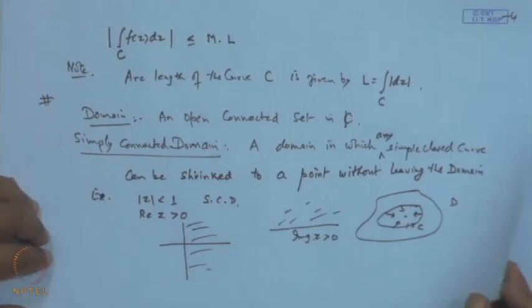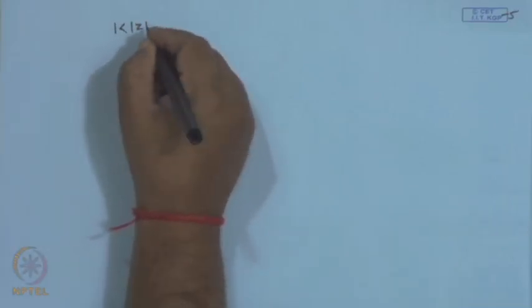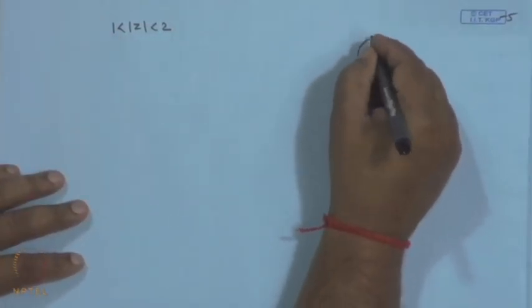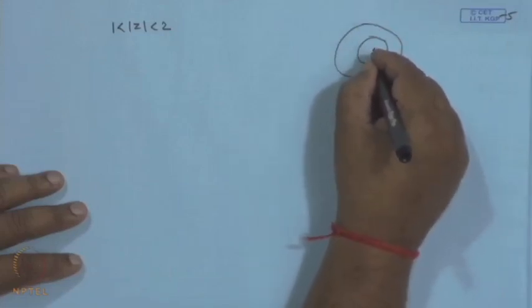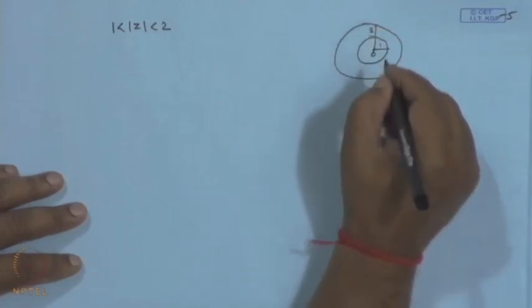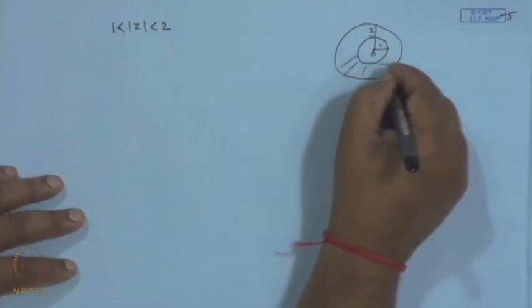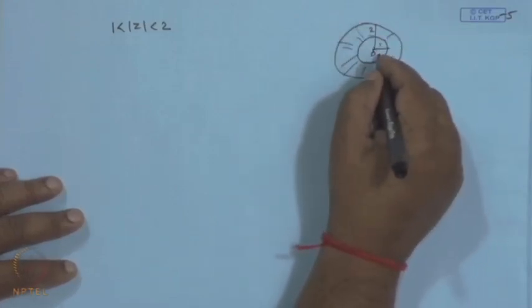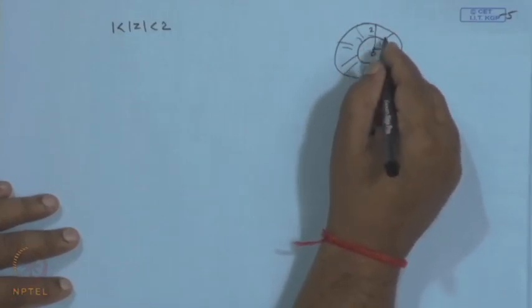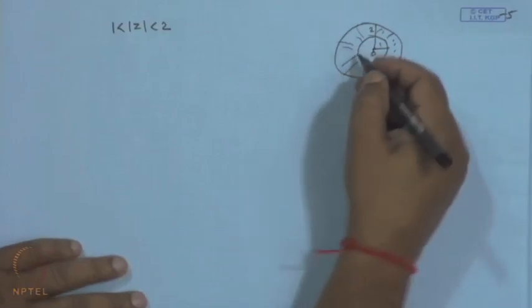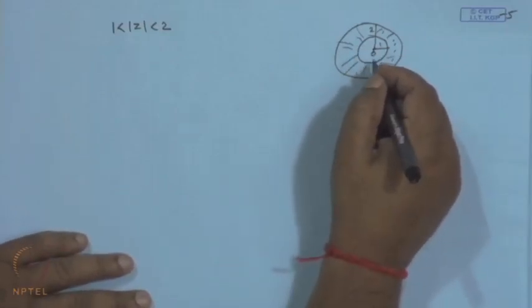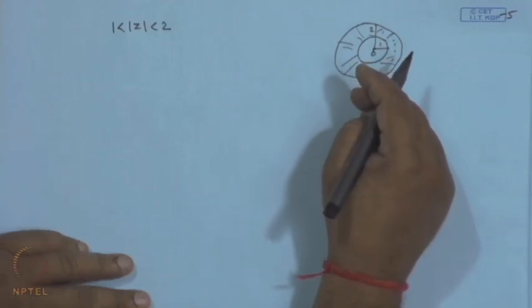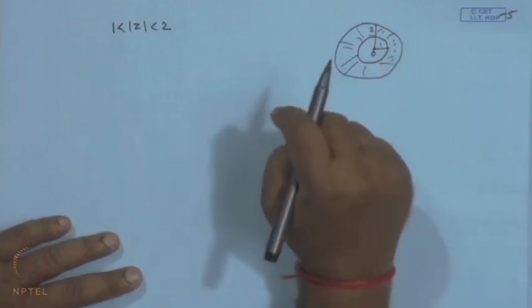However, suppose I take the domain 1 less than mod z less than 2. This domain is basically an annulus centered at 0, between the two circles mod z equal to 1 and mod z equal to 2. Now, in this annulus, if we take a closed curve, we cannot always shrink it to a single point without leaving the domain.